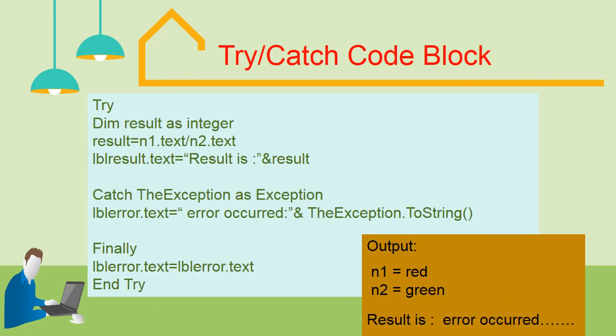Next is try catch code block. Here we are giving the coding in the try. There we are dividing the value and displaying the result. When the error occurs, in the catch exception, it gets the error description and displays the value. Finally, it also displays the statement given by us. So here when we give the input as red and green, it displays the details about the error in the catch exception and also the value we displayed in the finally.